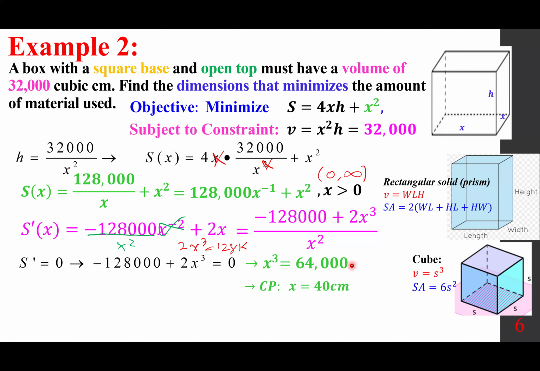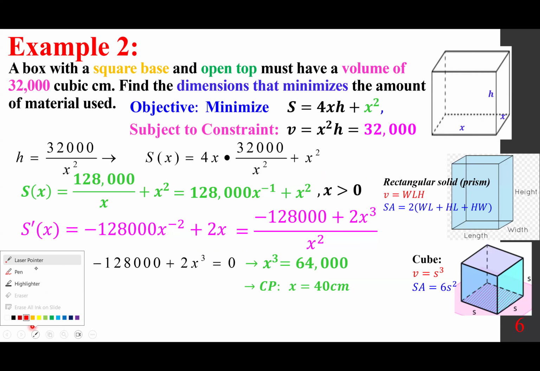We have an open interval with one critical point. So this will be an absolute max or min, we don't know yet. What do we do? The first or second derivative test. First derivative test requires a sign graph. Second doesn't. So we're going to go with S double prime. I'm going to erase my work, and I'm going to differentiate. This is easier. Negative times negative, positive 256,000 x to the power minus 3, plus 2.